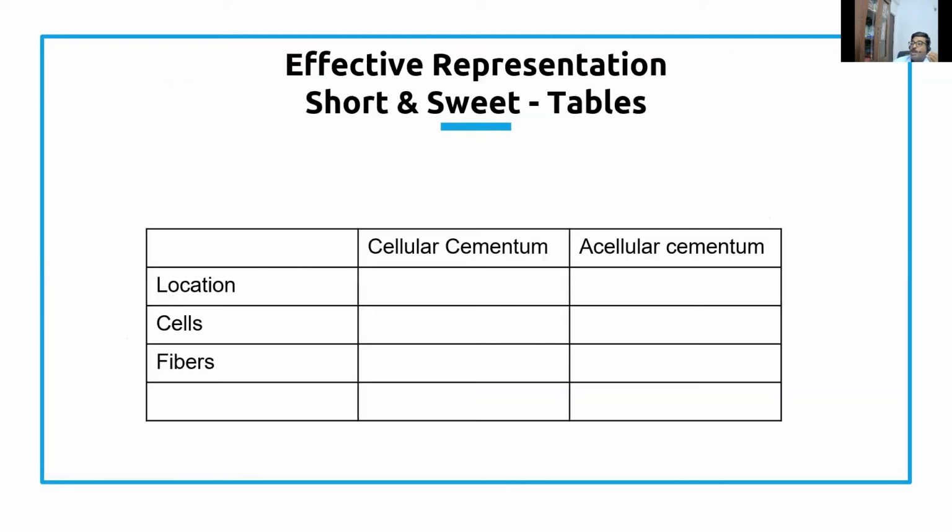For short and sweet comparisons, better to use tables. If you are using a table comparison of two, for example, cellular symptom versus a similar symptom, ensure that you put an additional first column on the basis of which you are differentiating. For example, location, apical third, cervical two-third, what types of cell, what types of fibers. Mention that. That is more effective than a single two-columnar comparison.